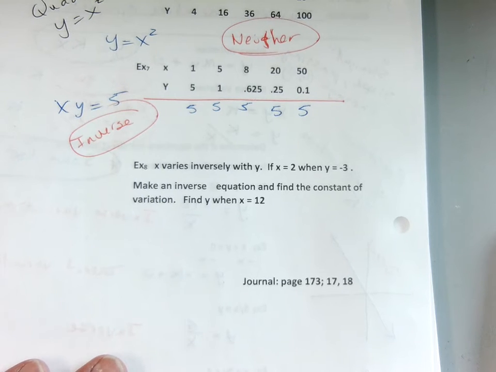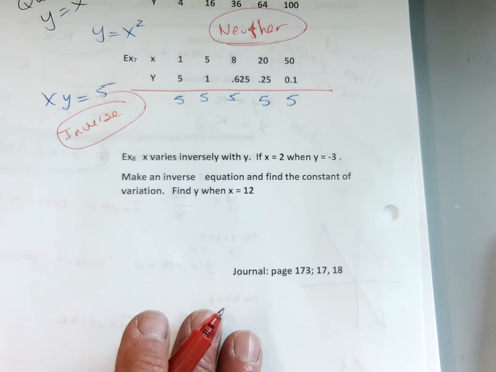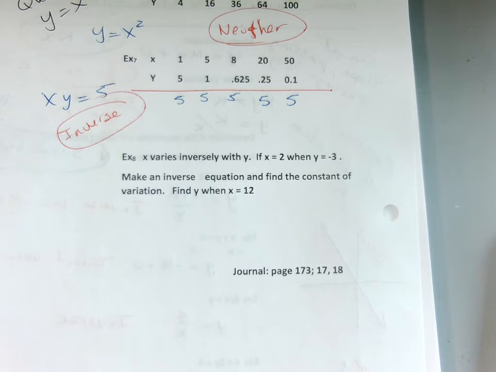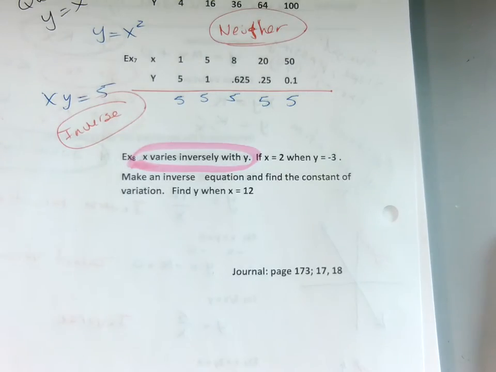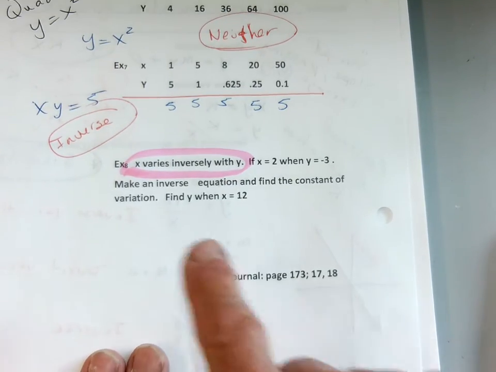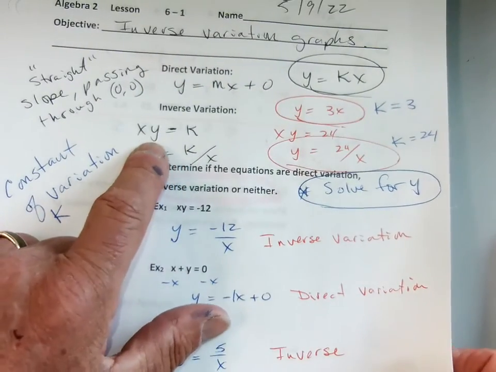All right. Number 8. Actually, number 8 is pretty easy. You know why it's easy? There's a key word in number 8: x varies inversely with y. When I see that right off the bat, I'm like, wait a minute, I learned that equation. Oh yeah, I learned that equation here, didn't I?